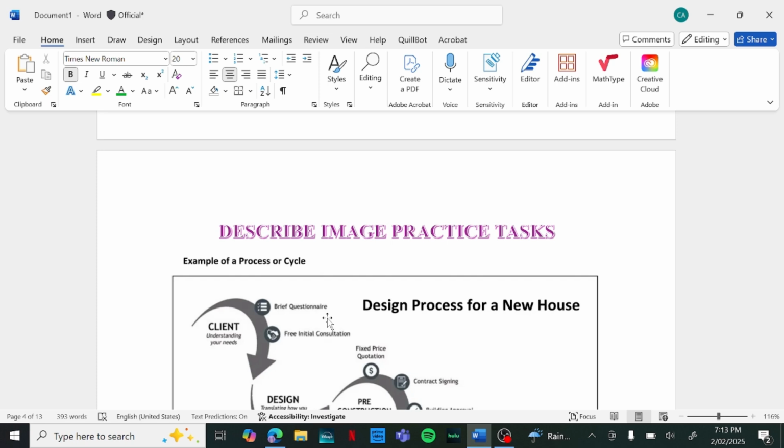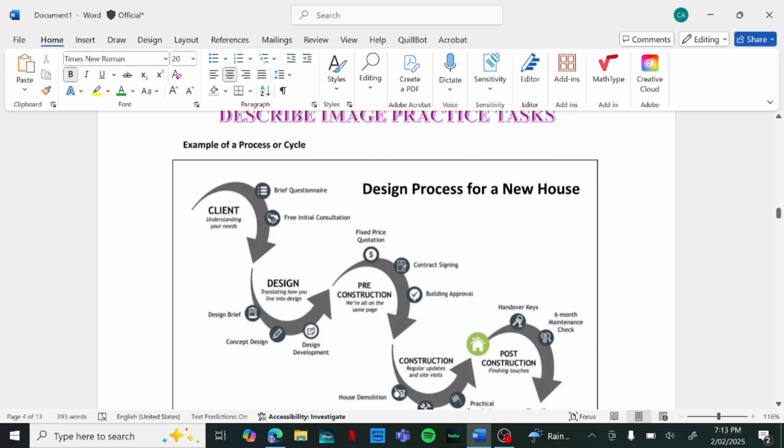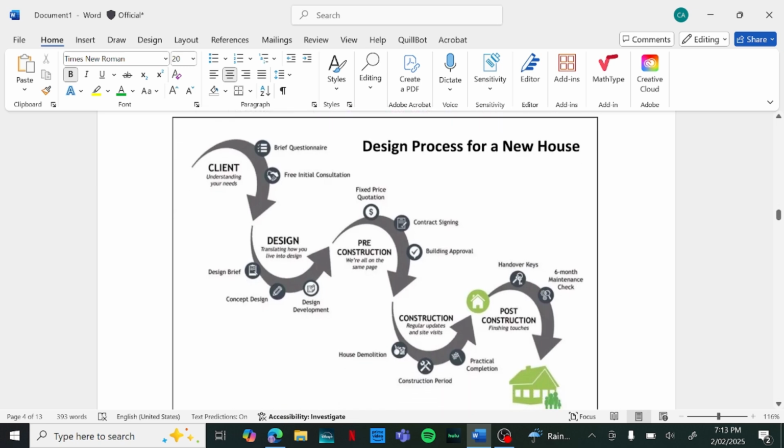Also, just follow a simple structure. Introduce the image and talk about the steps, then give us the key details in the image, and then conclude. Let's try to practice this. Let's use about 40 seconds to get a clear idea of what this is going to be.